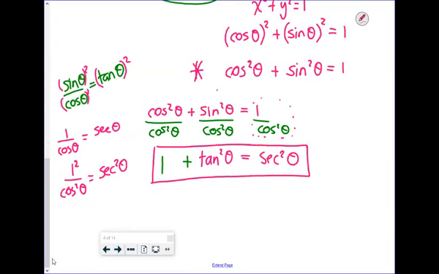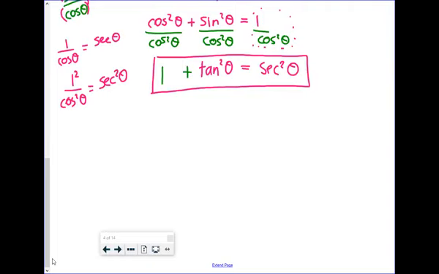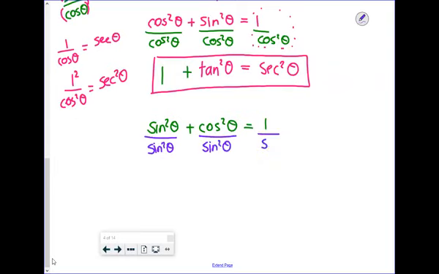And to get our third Pythagorean identity, we're going to start the same thing. This time I'm going to write the sine squared one first. Sine squared theta plus cos squared theta equals 1. And this time I'm just going to divide everything by sine squared. Dividing everything in the whole equation by sine squared. Sine squared divided by sine squared gives me 1. Cosine divided by sine is cotangent. So cosine squared divided by sine squared is cotangent squared.